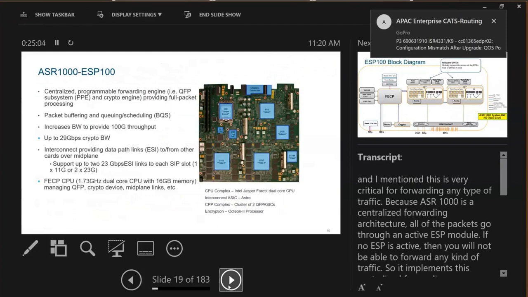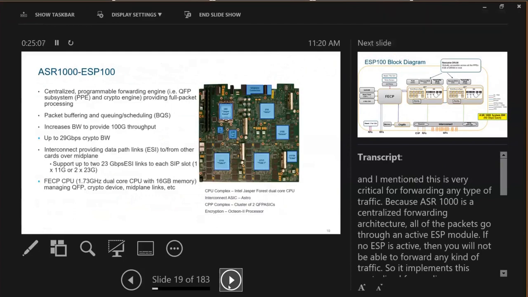So this is the ASR 1000 ESP 100. It offers around 100 Gbps of throughput. It again has the BQS functionality. It is centralized, the same as ESP20, just that the throughput is higher, and there are multiple enhancements. It supports up to 23 Gbps ESI links to each slot, and the FECP CPU is also upgraded. It will have around 16 GB memory, and it helps in managing crypto devices, mid-plane links, and QFP.